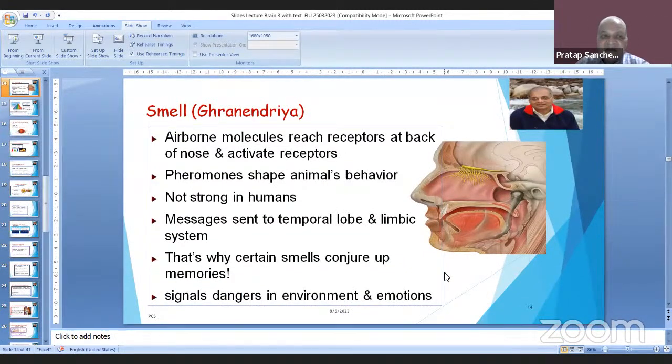Ghranendriya, or the smell. These are airborne molecules. They reach the receptors at the back of the nose and activate them. It decides our behavior. It is not as strong as in dogs or other canines; in the human being, it is not that strong. The messages from these smell receptors come to our temporal lobe on the sides and go to the limbic system. Because of its location in the temporal lobe, whenever a smell comes, we also remember, yes, I have smelled it there. And it is related to the emotions and the environment.